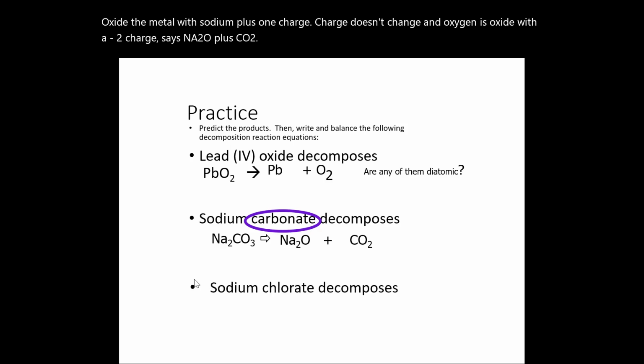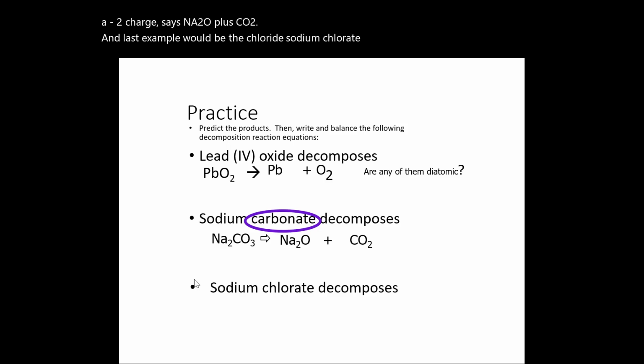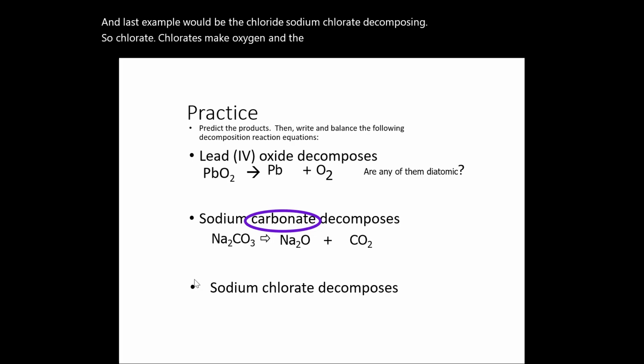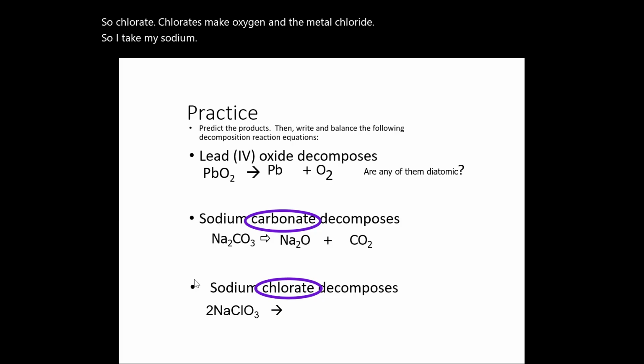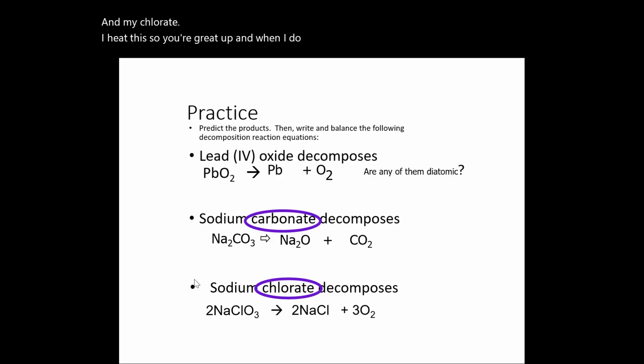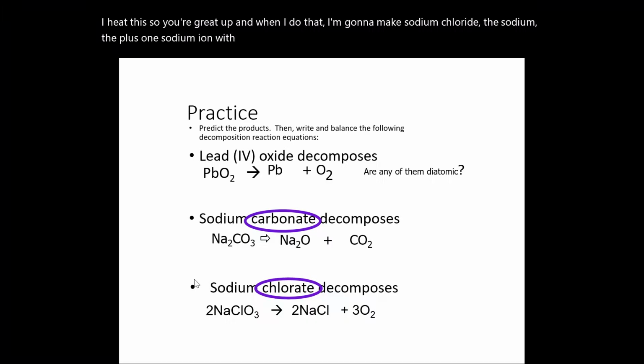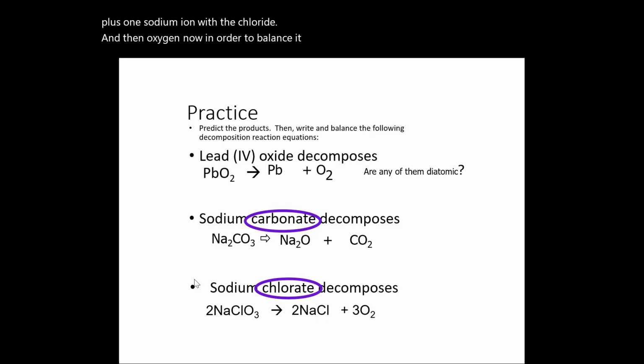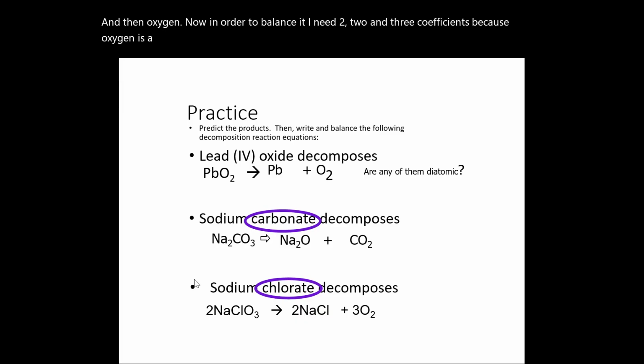And the last example would be that chlorate. Sodium chlorate decomposing. Chlorates make oxygen and the metal chloride. So I take my sodium chlorate and I heat it up. And when I do that, I'm going to make sodium chloride, the +1 sodium ion with the chloride, and then oxygen. Now, in order to balance it, I need 2, 2, and 3 coefficients because oxygen is a diatomic element.